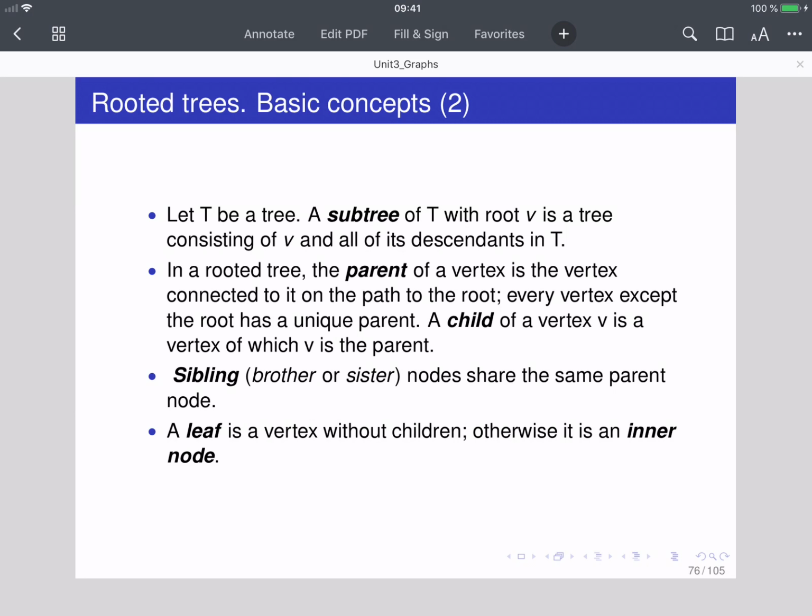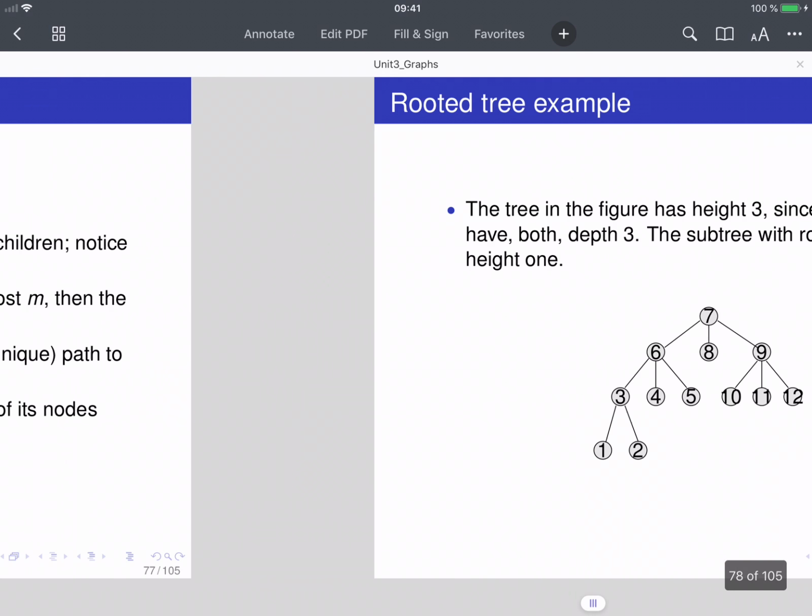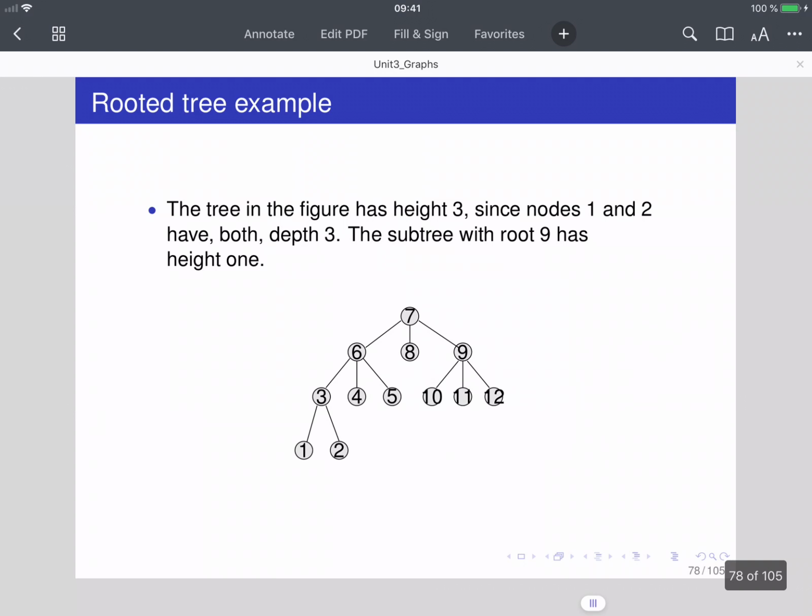And here is where we change again to botany. A leaf is a vertex that has no children. And in the other case, we say that the node, the element, is an inner node. So let me first give an example in this graph of all these concepts, and then we talk about height and depth and degree and all that, and we finish for today.